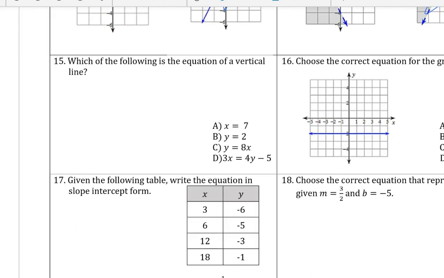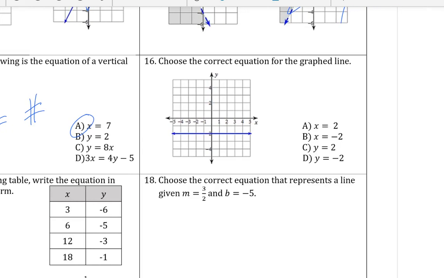Which of the following is the equation of a vertical line? Well, we know that vertical lines are always x is equal to some number, so our only choice is A. Moving over. What is the equation? Well, it's a horizontal line, so that's y is equal to some number. So I can get rid of A and B, and I see that it's going through -2, so my choice is D.